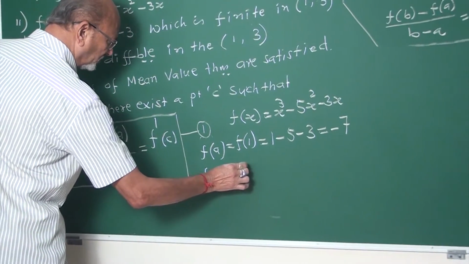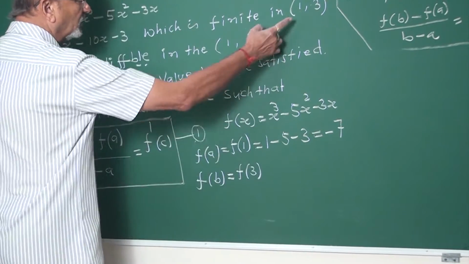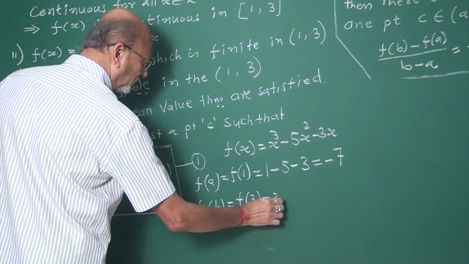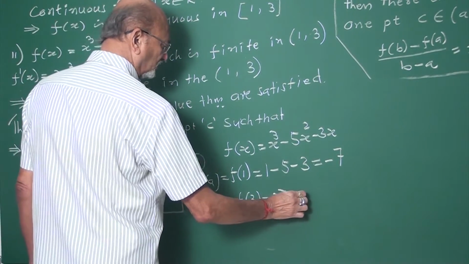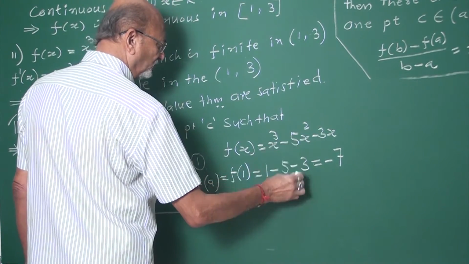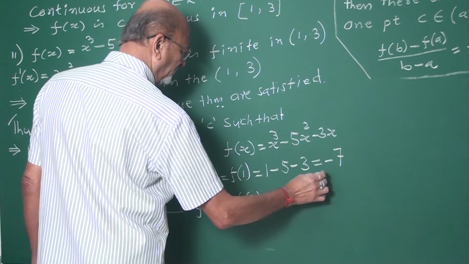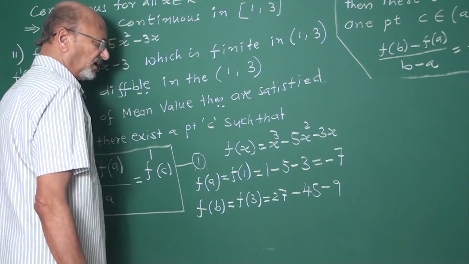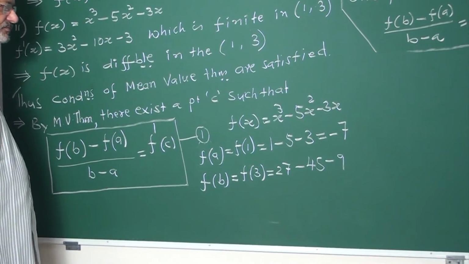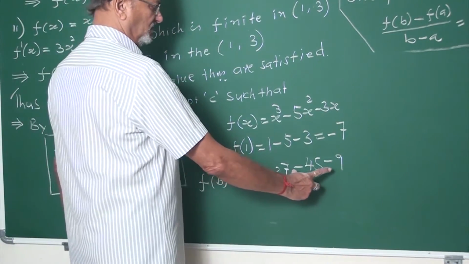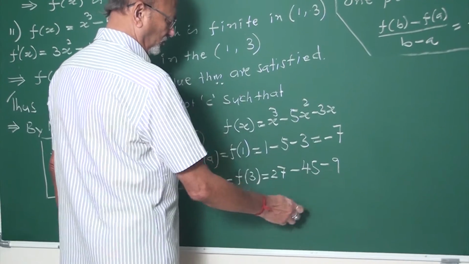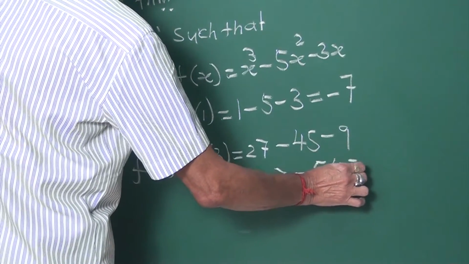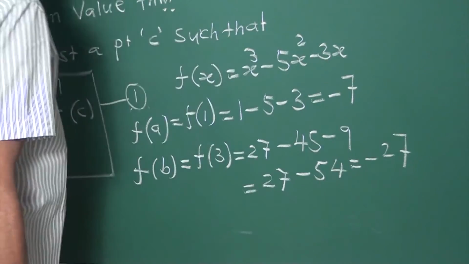f of 3, the second point b. 3 cube is 27, minus 9. 3 square is 9, into 5 is 45. Minus 3 into 3 is minus 9. Tell me, friends, how much? This becomes 54. So 27 minus 54, if you simplify, is minus 27.